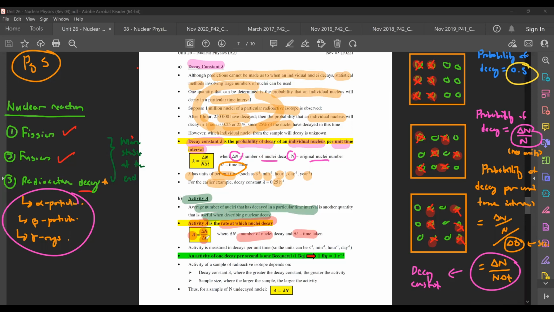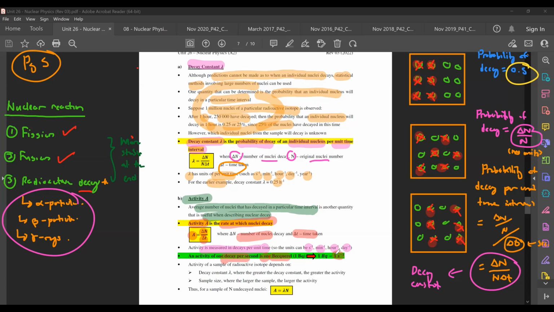Same as before, delta n has no units, delta t has unit of time. So the units of your activity would be measured in decays per unit time, where it can be per second, per minute, per hour, or per day. Now for activity, sometimes they may attach a special unit to it called becquerel. When you have 1 becquerel, it means 1 decay per second. In other words, it has units of per second. The moment you see activity quoted in becquerels, it's already in per second.